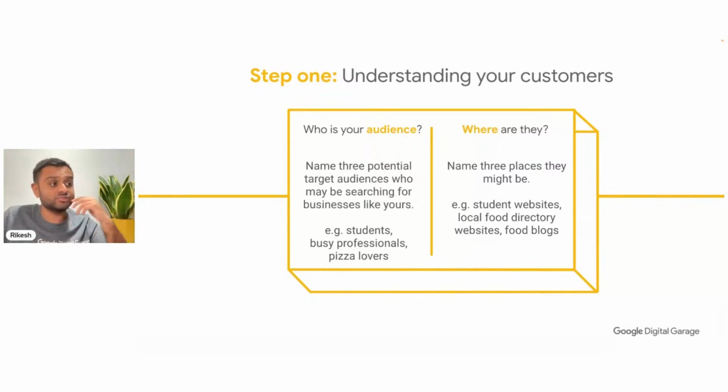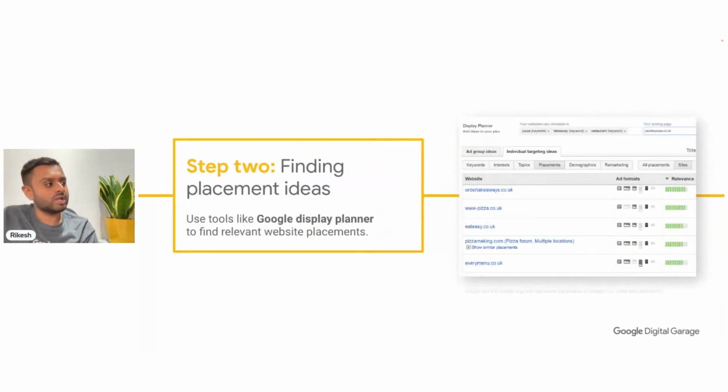So Paulie's come back here for students. They're spending a lot of time on student websites, think the likes of student discount websites. For busy professionals, they're spending a lot of time maybe on local food directory websites or apps. And for pizza lovers, they might be spending a lot of time on food blogs, hearing from other food bloggers, for example, about how they found particular restaurant establishments.